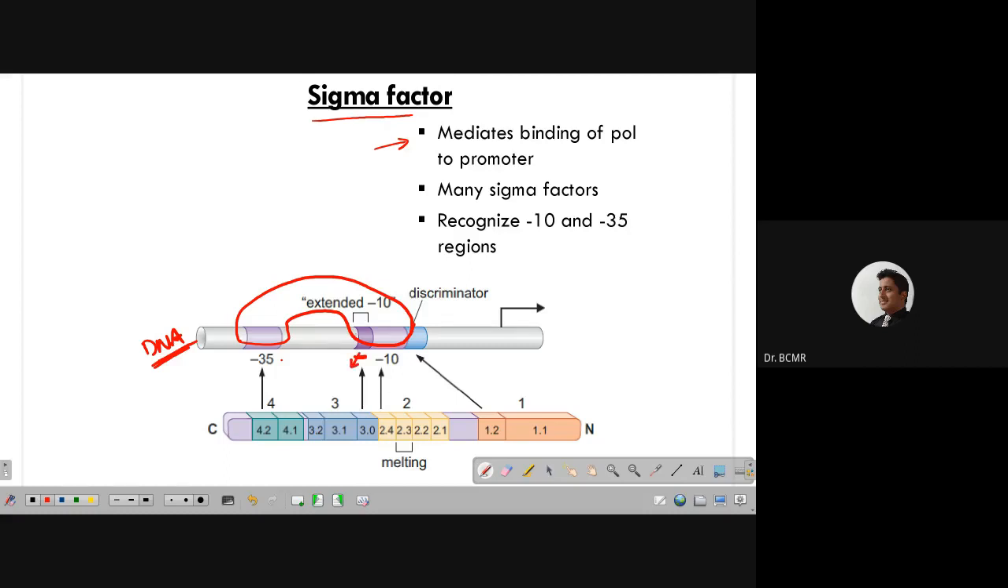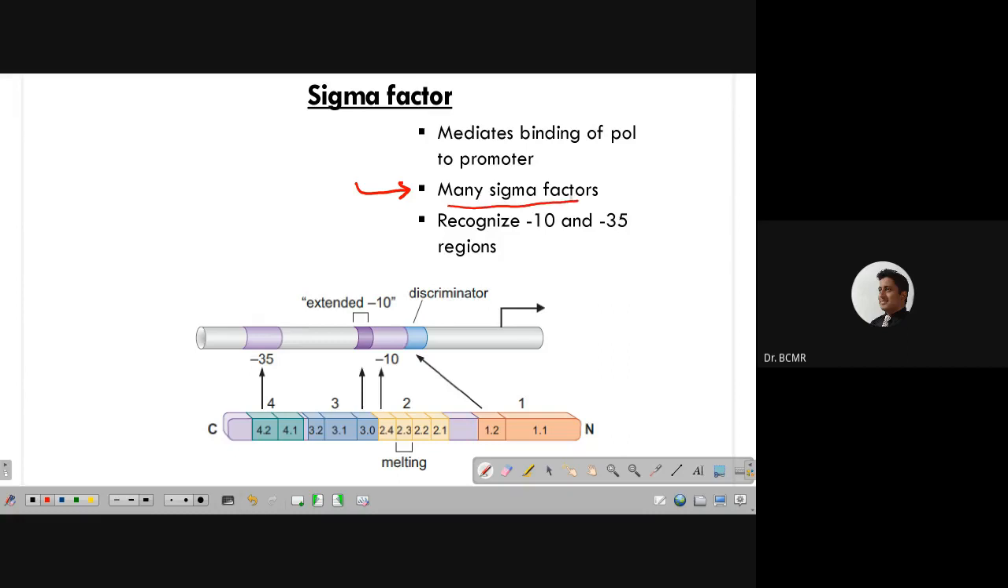We have seen two other types of promoters, right? With the extended -10 region. In some cases, we have seen the discriminator region. So sigma factor is important for binding the -10, -35 region, to which RNA polymerase binds, right? So sigma factor has a very important function, and that is to enhance or mediate the interaction between the promoters and the RNA polymerases.